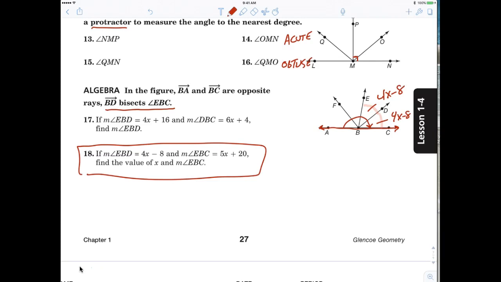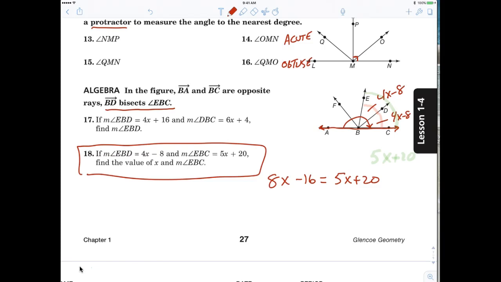And it says EBC, which is the whole thing, right? Does everybody agree with me? The whole thing from here to here is what? 5x plus 20. All right, so now somebody tell me the equation. Go ahead, Carter. It's 8. Good. Beautiful. Exactly right. Does everybody see that, right? The individual parts equal the whole. That right there is called the angle addition postulate.